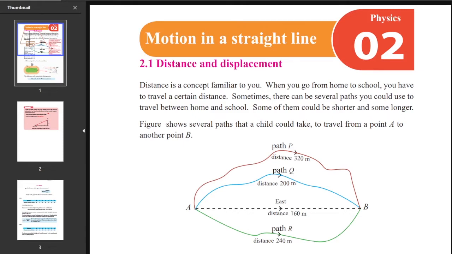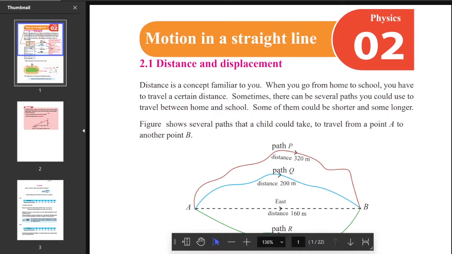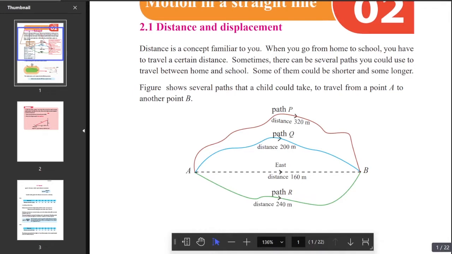Then, okay, distance and displacement. What are these terms? Distance is a concept familiar to you. When you go from home to school, you have to travel a certain distance. Sometimes there can be several paths you could use to travel between home and school. Some of them could be shorter and some longer. Here, a figure shows several paths a child could take to travel from point A to B. There are three paths: P, Q, R.